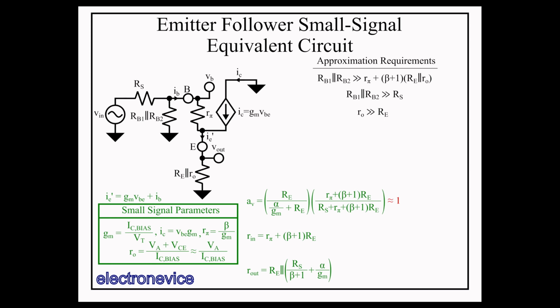Looking at Rn, we see that it's a combination of R-pi and Re multiplied by beta plus 1. This is one reason why beta is important for this circuit. The greater beta is, the less of an effect Rs has on the gain, and the better it serves as a high input impedance buffer.